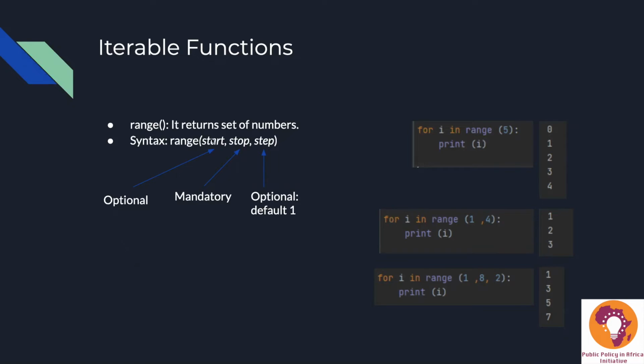Here we're going to leverage the start and stop. In this case, we have for i in range 1 to 4. We want to start at 1. We don't want to start at 0. So when we print this, we just get 1, 2, and 3, because remember the 4 is still exclusive there.